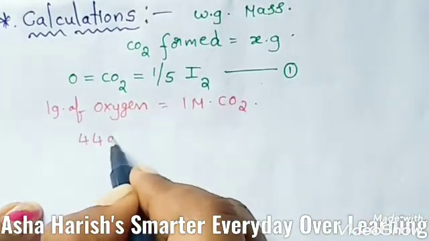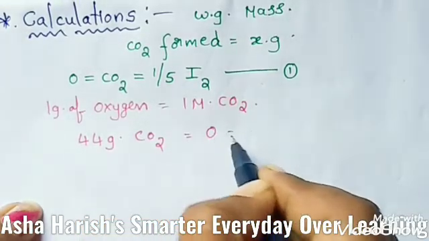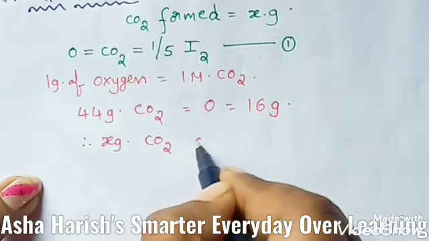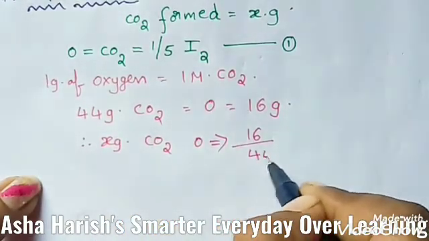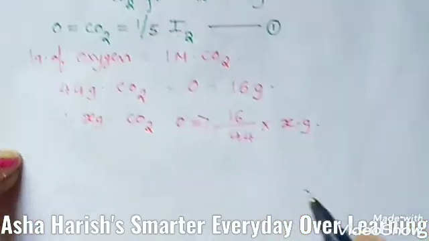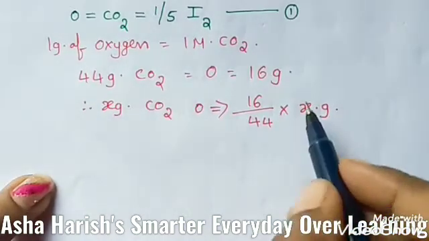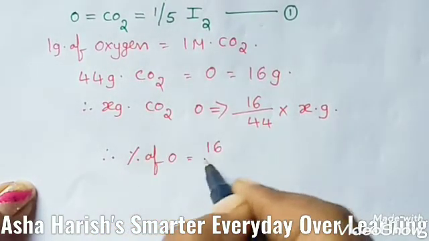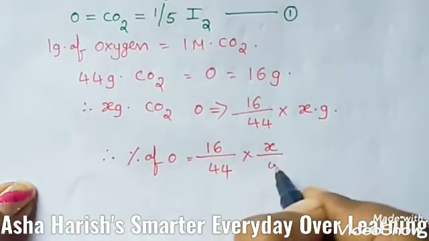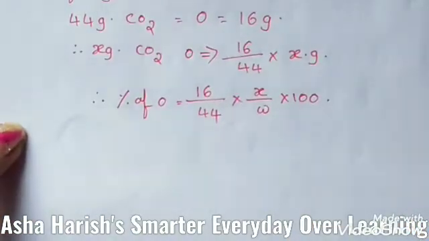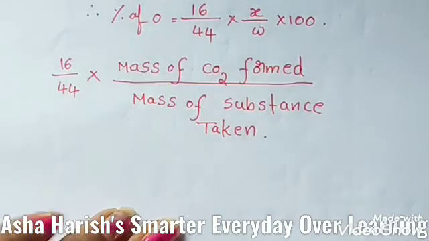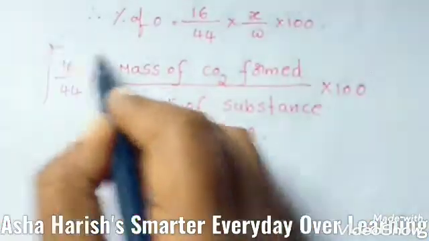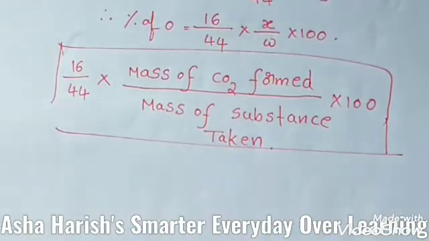That is, 44 grams of CO2 contains 16 grams of oxygen. These two are 1 mole only. Therefore, X grams of CO2 will contain oxygen 16 by 44 into X grams. This is the mass of oxygen present in W grams of the organic compound. Therefore, the percentage of oxygen is 16 by 44 into X by W into 100, or the percentage of oxygen is 16 by 44 into mass of the CO2 formed by mass of the substance taken into 100. By using this formula you need to calculate the percentage of oxygen.